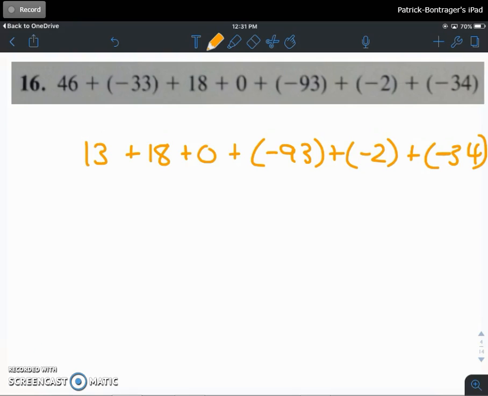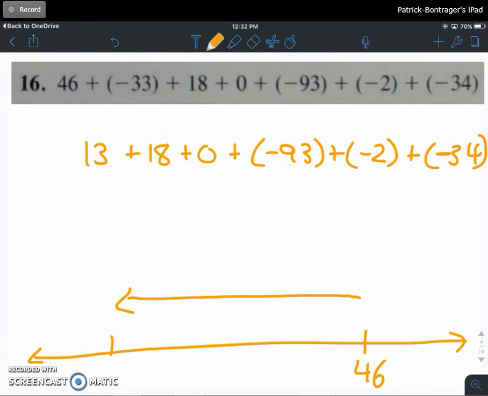All right, number one. If I start out at 46, and I subtract, so plus a negative really is subtraction. So I'm moving to the left 33. I'd end up at 13. Okay, so that's how to do it on the number line.